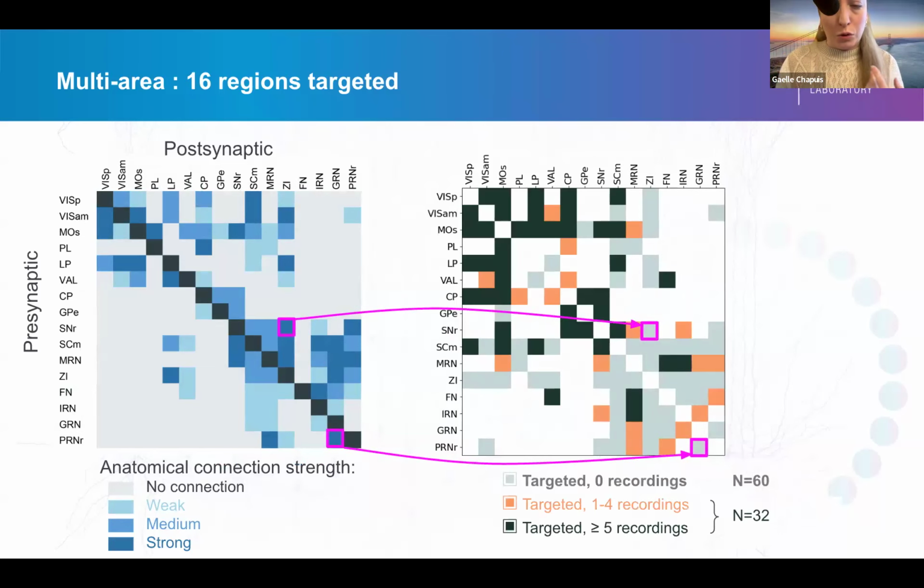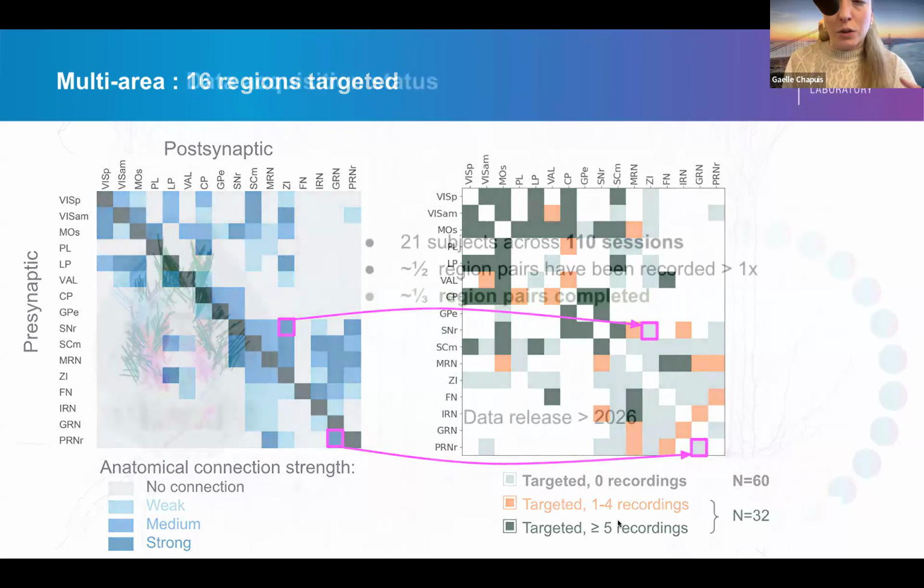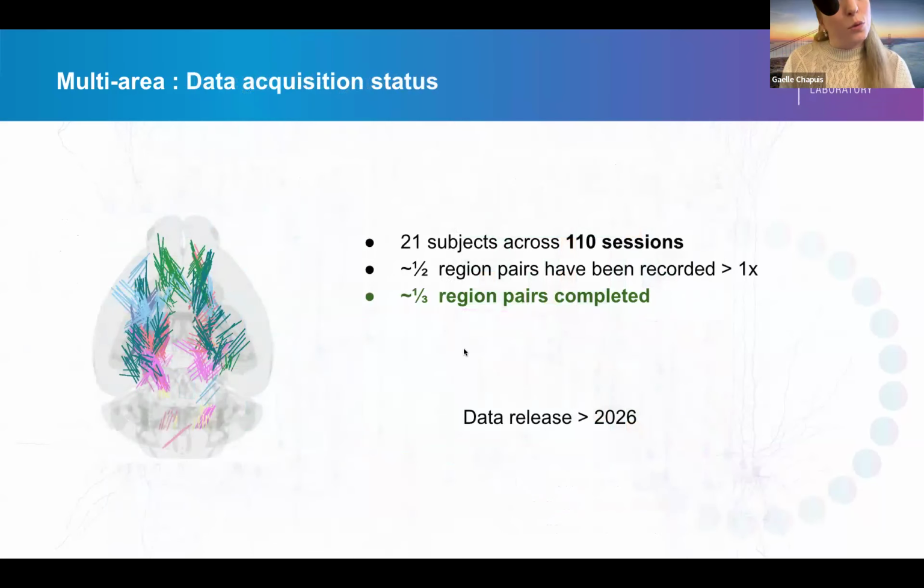And here's just a plot to show you how far we are in the recording. So we're hoping all of these to become dark green at some point, which means that they've been targeted at least 5 times. So in terms of numbers, they've recorded from 21 subjects across 110 sessions already. Half of these pairs have been recorded at least once, and a third have been completed. So we're hoping for a data release in 2026.